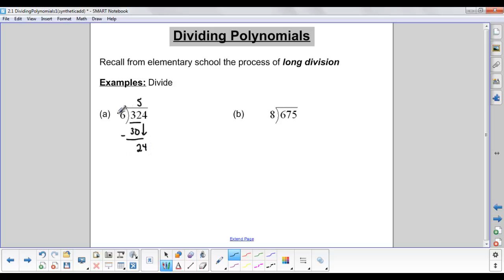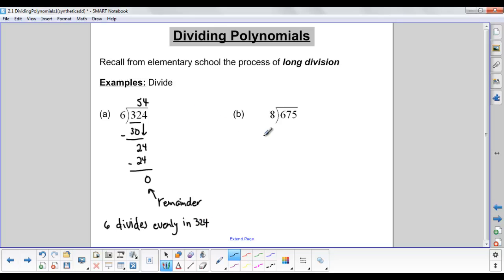Now we check how many times 6 goes into 24. Well, that's 4 times. And then we do the 4 times the 6, we do the subtraction, and we end up with 0. So this number here, because 6 cannot go into 0, we know that it is our remainder. And because it's 0, we know that 6 divides evenly into 324.